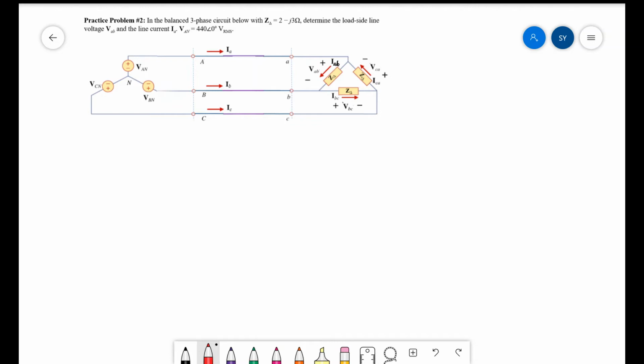In this practice problem, I'm asked to analyze a Wye-Delta circuit. I can see that it's Wye-Delta because I have a neutral on the source side, but I have no neutral on the load side. I'm told that the load impedance, that each of those legs, is equal to Z delta, where Z delta is 2 minus J3 ohms. I'm also told that the source, VAN, is equal to 440 angle 0 degrees volts RMS. The technique here is to use a single-phase equivalent circuit, but to do so, I must first convert this delta load into a Y load.